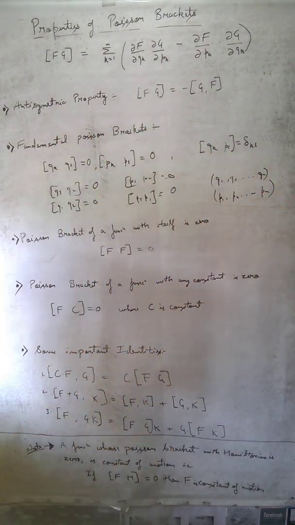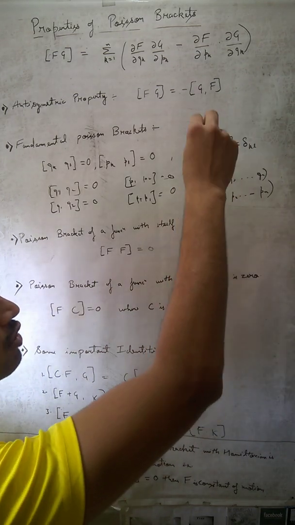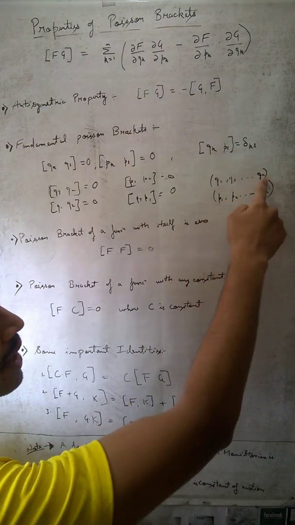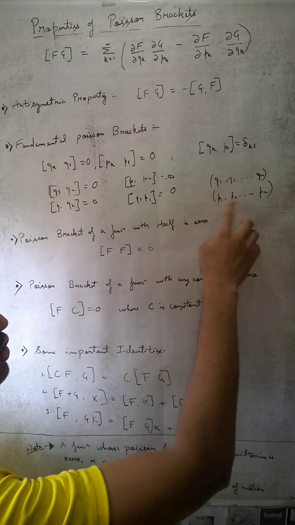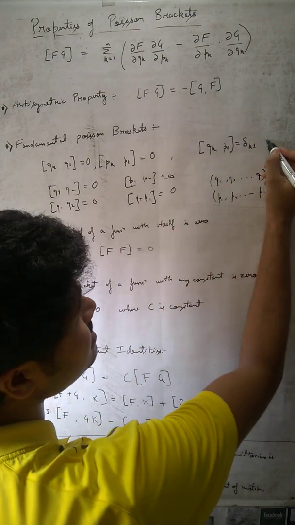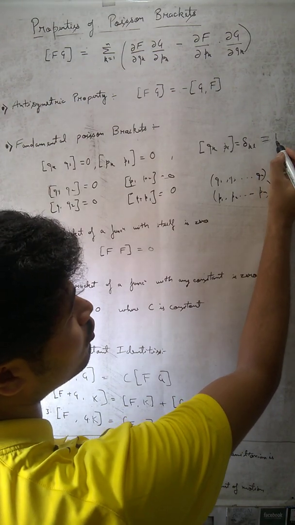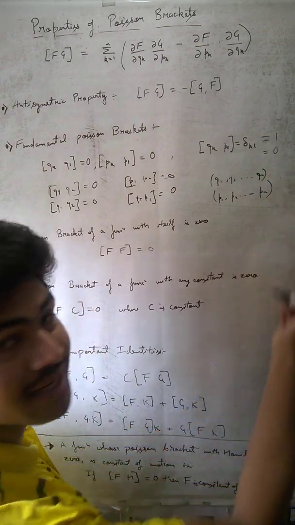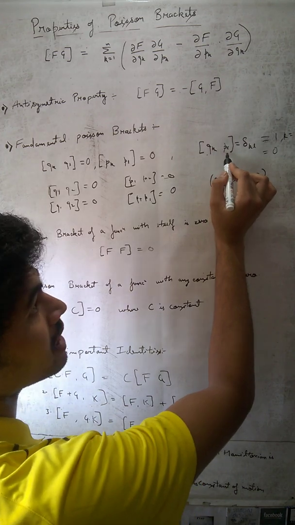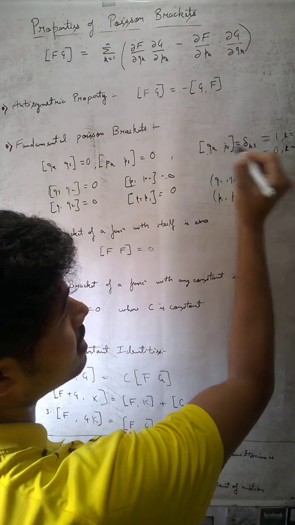One more fundamental Poisson's bracket we can see is the Poisson bracket of generalized coordinate and generalized momentum, where k is from 1 to n and l is also from 1 to n. This is equal to delta kl. Delta kl means if k is equal to l, then we get the value 1. If k is not equal to l, we get 0. If k is equal to l, we get the Poisson bracket of qk and pl equal to 1, and if k is not equal to l, then we get 0.